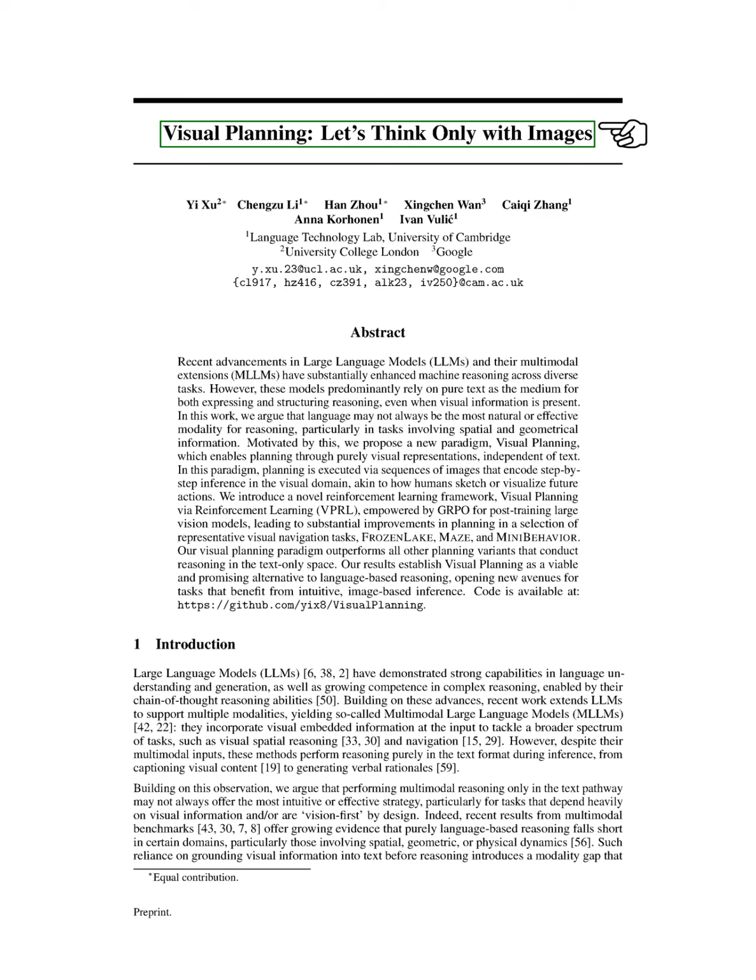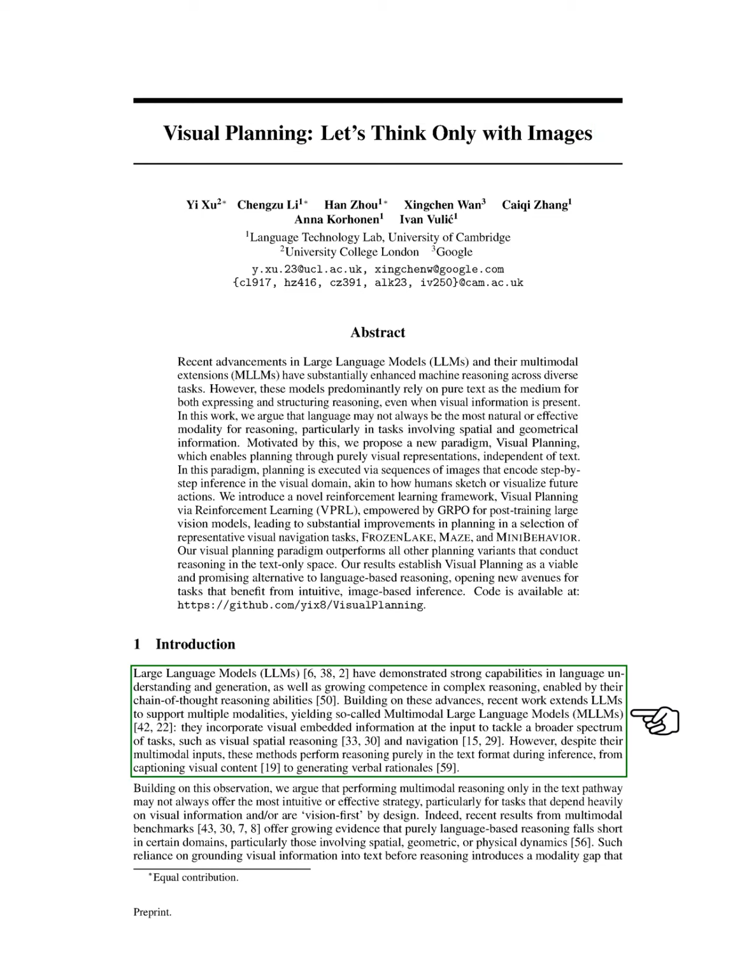Section: Introduction. In this section, we discuss the advancements in large language models, LLMs, that have shown impressive abilities in understanding and generating language, as well as in complex reasoning through their chain of thought capabilities. We build on this by exploring multimodal large language models, MLLMs, which integrate visual information to handle a wider range of tasks, including visual spatial reasoning and navigation.